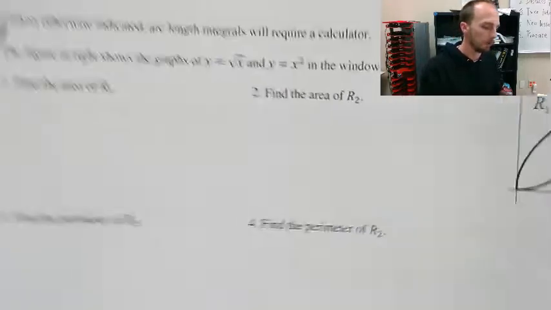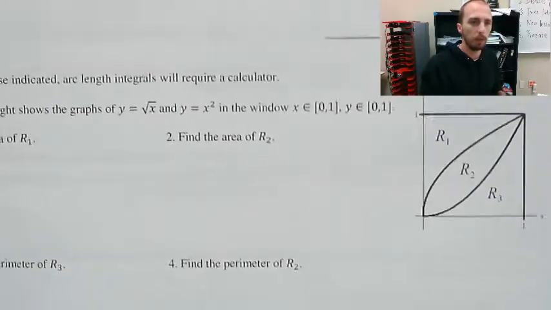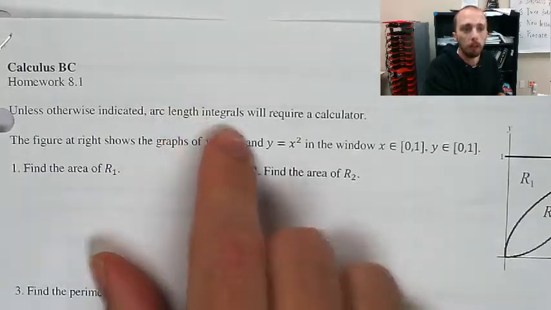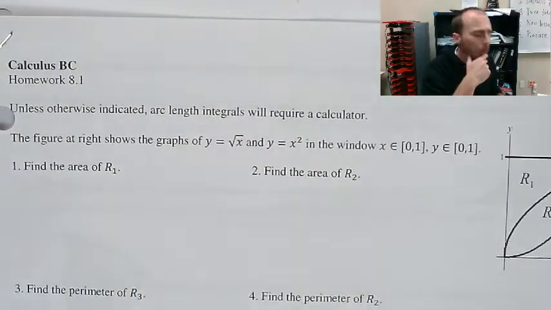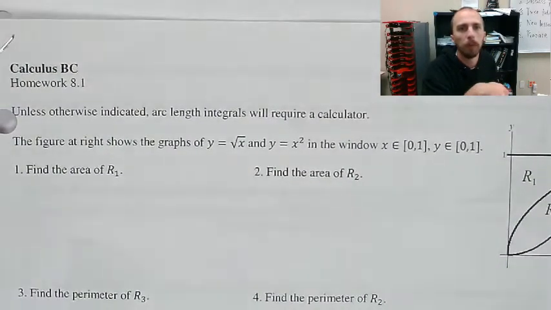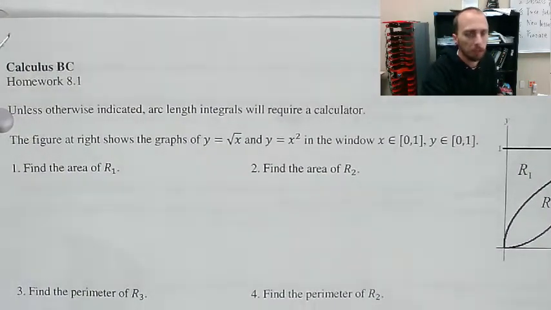All right, in this video, we're going to be working some area and perimeter examples for AP Calculus. So let's look and see what we got first. Unless otherwise indicated, arc length integrals will require a calculator. That's true in general. These are pretty hopeless in general to anti-differentiate the square root of 1 plus f prime of x squared for a given function f.